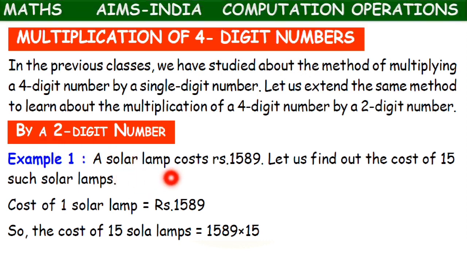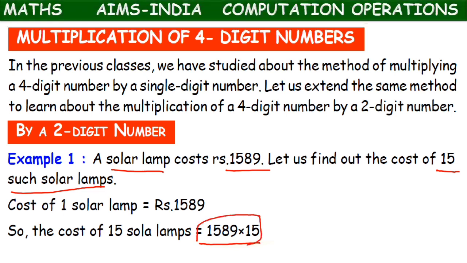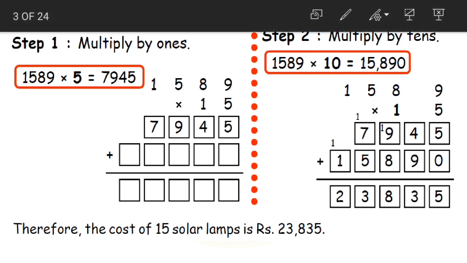A solar lamp costs rupees 1589. Let us find out the cost of 15 such solar lamps. Yes children, now when such a question is given, what do we do? We multiply, right? One lamp is 1589 and we need to find out the cost of 15 lamps. So we'll multiply 1589 into 15. Yes. Now let us look at the multiplication part.